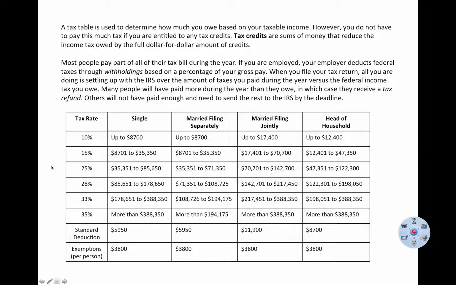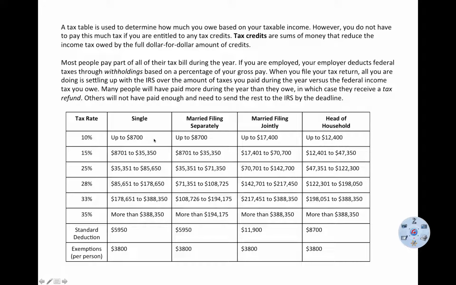Now, the way this table works is everyone, whether you're single, married filing separately, notice married filing jointly, notice 8,700 plus 8,700 is 17,400. So everyone, you, me, the president of the college, the president of the country, pays 10% of their first $8,700 in taxes, except head of household. They get a little bit of a break. They have $12,400 that they can make at the 10% rate.